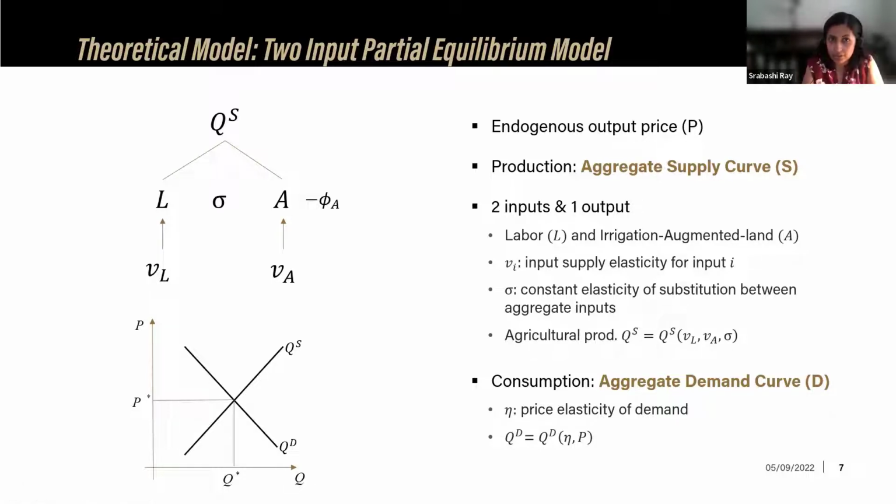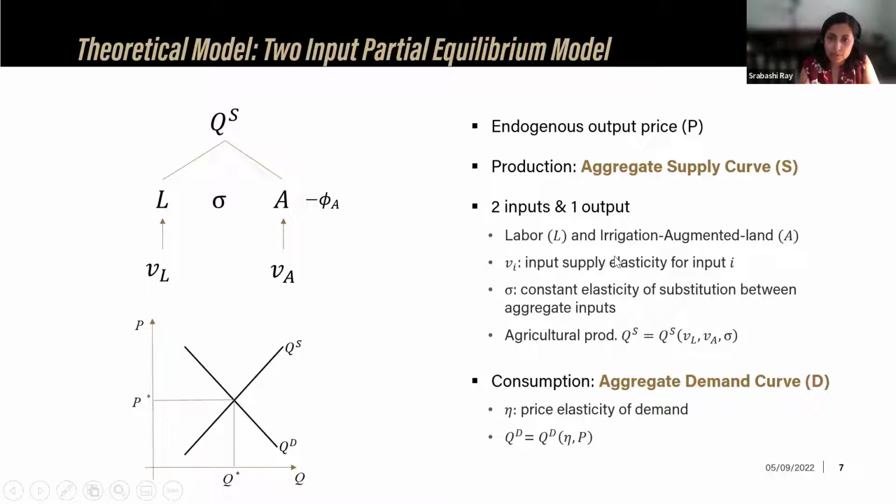So this model is a 2-input partial equilibrium model. We have 2 inputs, and we disaggregate that into labor and all other inputs, which I club under irrigation augmented land, which includes land, water mainly, as well as other inputs such as fertilizer, etc.